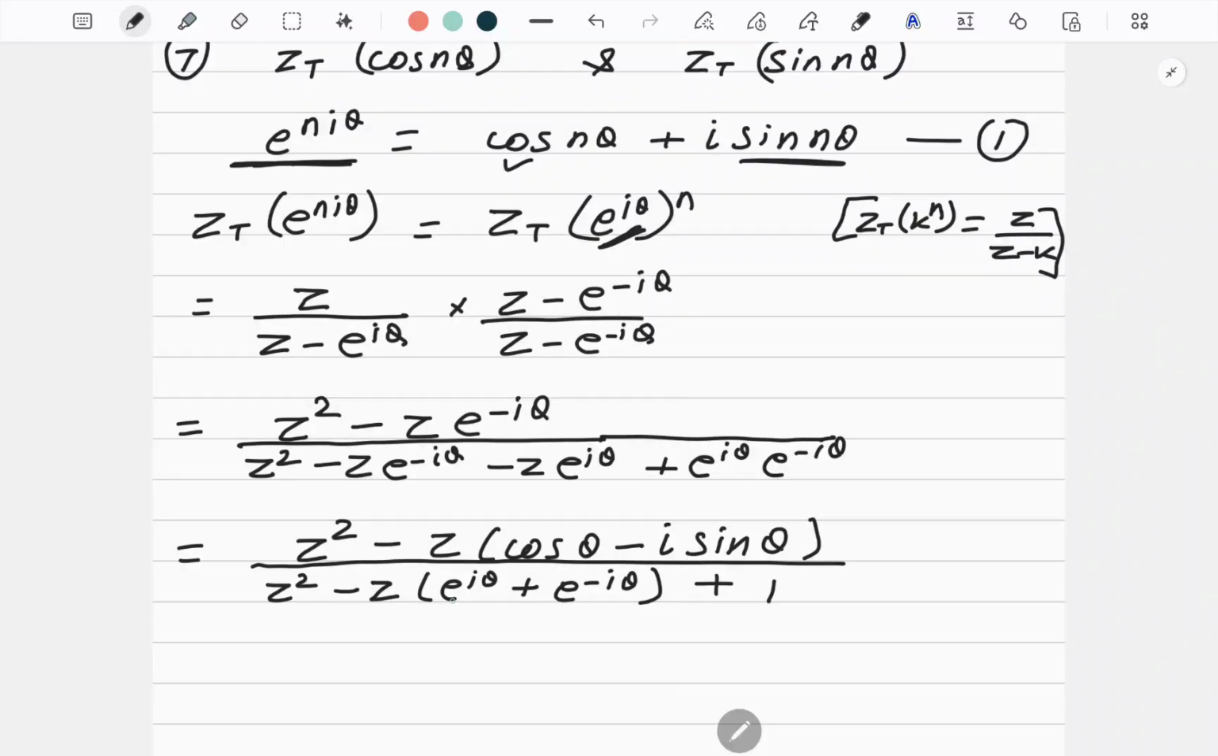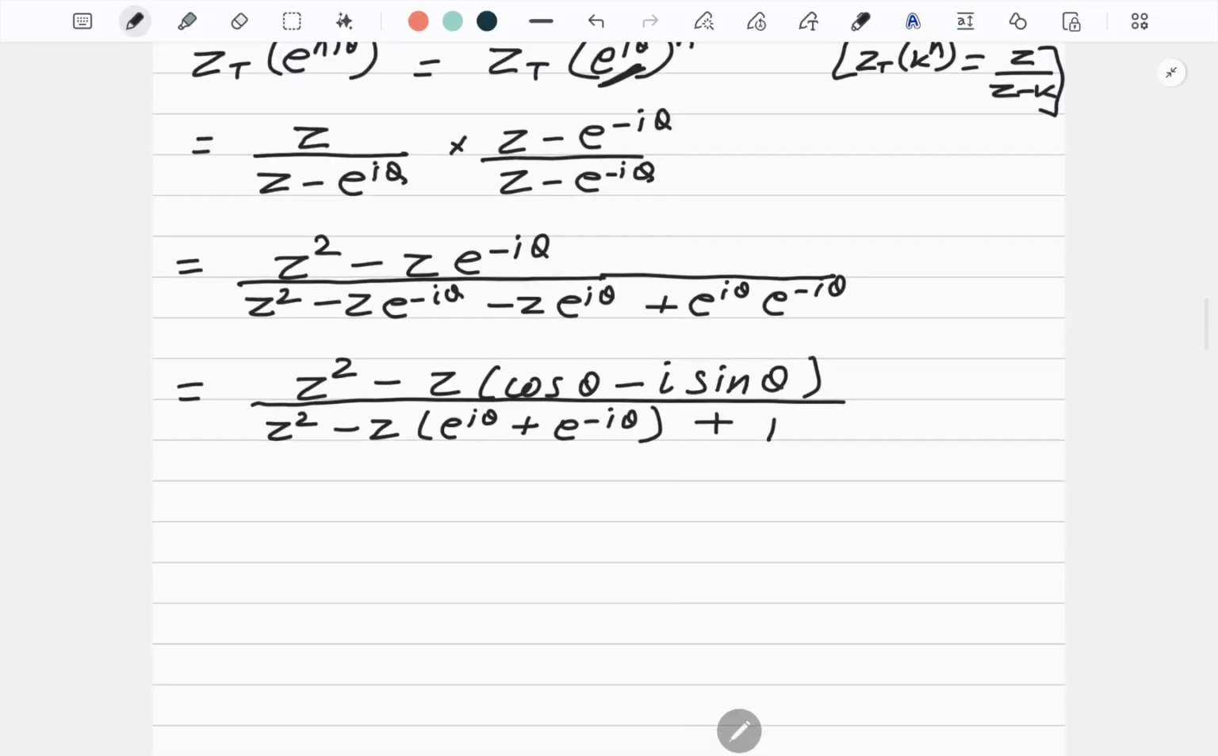Okay. Now e to the power i theta plus e to the power minus i theta is what? It is equal to 2 cos theta. Right? So see the result. Those who are confused how I wrote this, I'll explain here. See, I told you that e to the power i theta is equal to cos theta plus i sin theta. Okay, and e to the power minus i theta is equal to cos theta minus i sin theta.